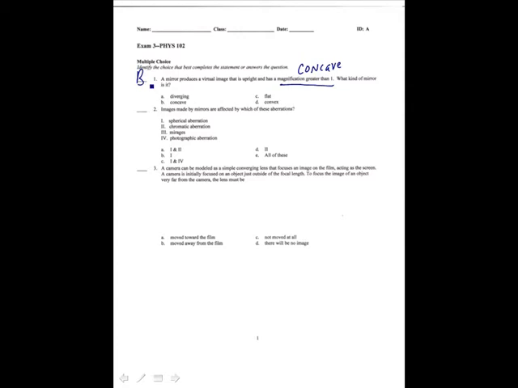A convex mirror, by the way, is like you have in a convenience store, a security mirror, and that has a magnification less than 1. And a flat mirror has a magnification equal to 1.